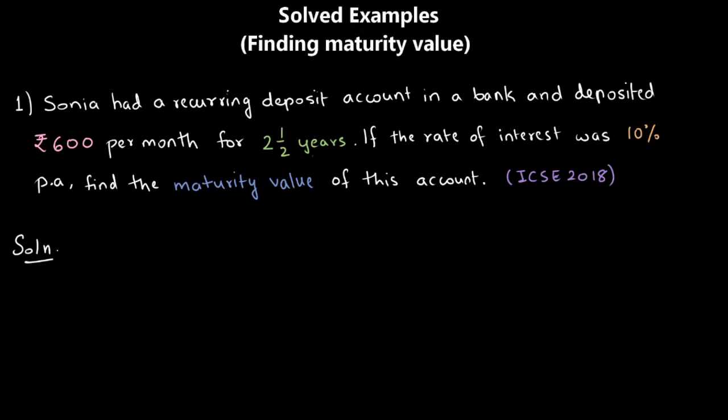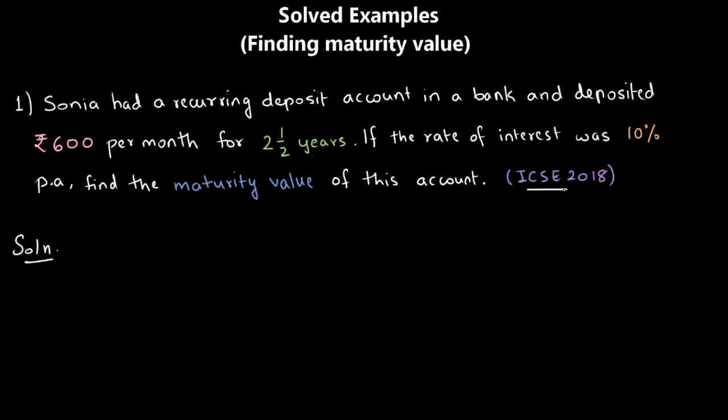Let's solve this question on banking, where we need to find the maturity value of a recurring deposit account. So let's just read the question first. Sonia had a recurring deposit account in a bank and deposited rupees 600 per month for 2.5 years. If the rate of interest was 10% per annum, find the maturity value of this account. This question had appeared in the ICSE 2018 examination, as you can see here.